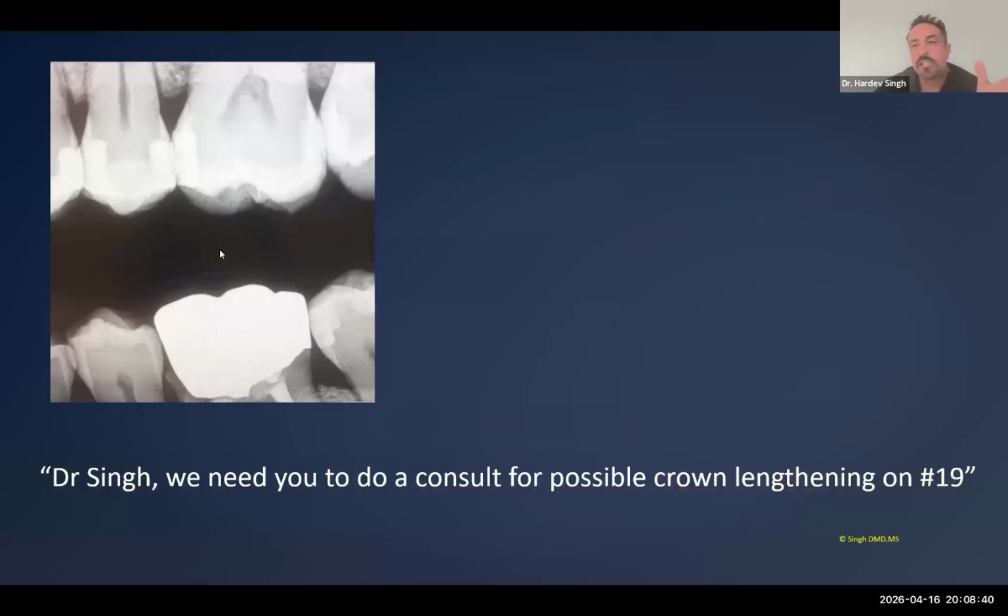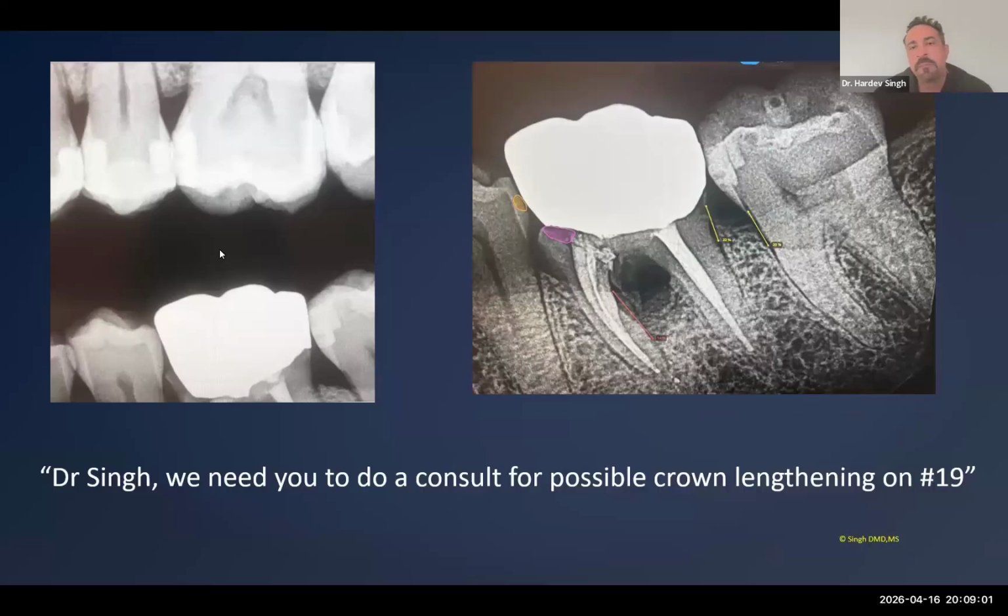So this was a case a couple of months ago where they said, Dr. Singh, we need you to do a consult for a possible crown lengthening on 19. I looked at the bite wing. I always tell my staff, I cannot make a diagnosis from a bite wing. I need a PA. So let's use Pearl to see the condition of the root canal.